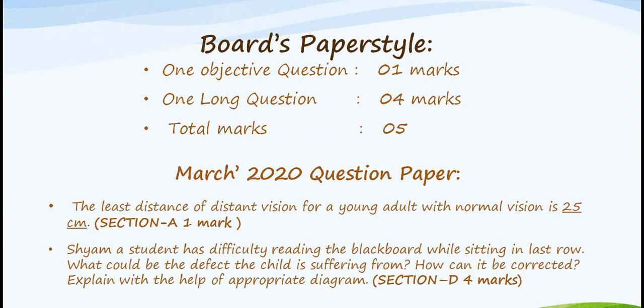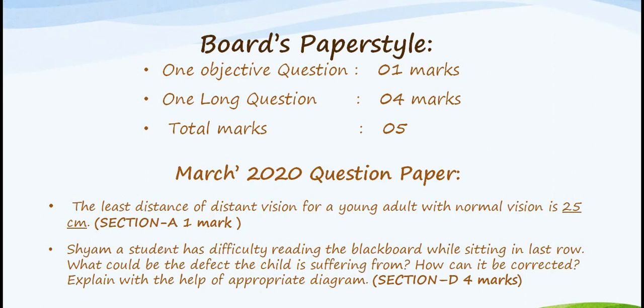This year in March 2020 we had 2 questions, one in section A and another in section D. Even though we haven't started the chapter, you see which were those questions. The first one was: the least distance of distant vision for a young adult with normal vision is, answer I have also written, 25 centimeter. When we will study power of accommodation, this topic will be there.